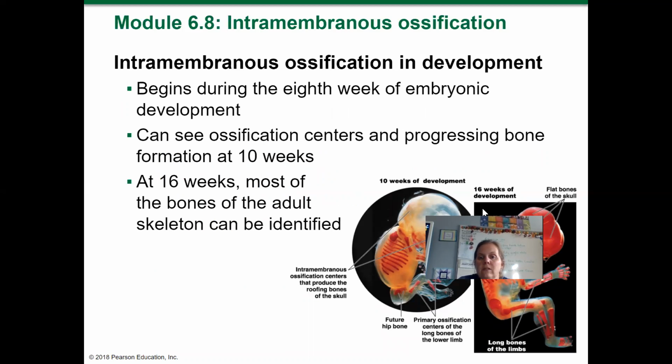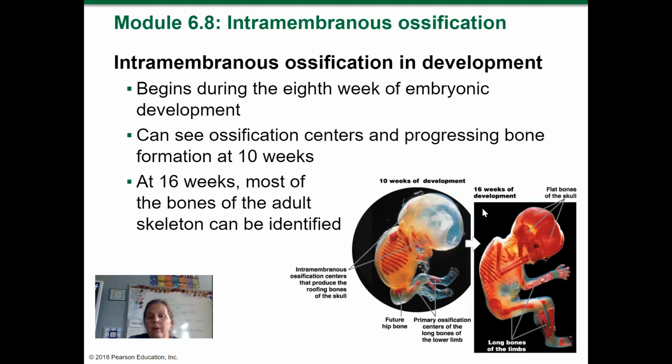So this begins during embryonic development, very early, 8th week. And then you can start to see the ossification centers at 10 weeks. And at 16 weeks, you've got most of the bones able to be identified at least.